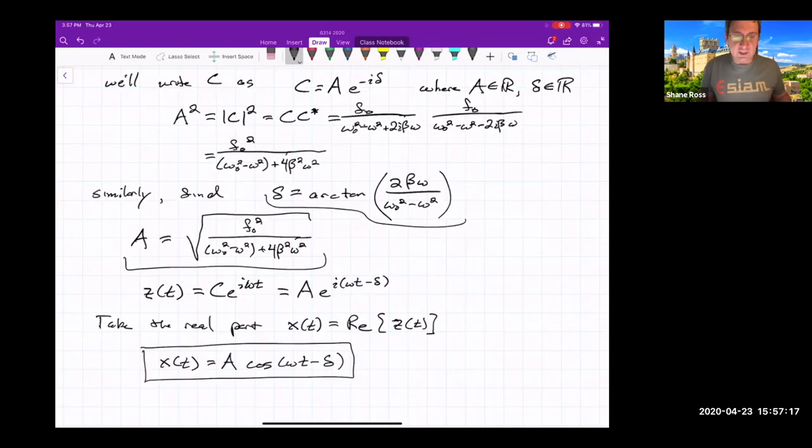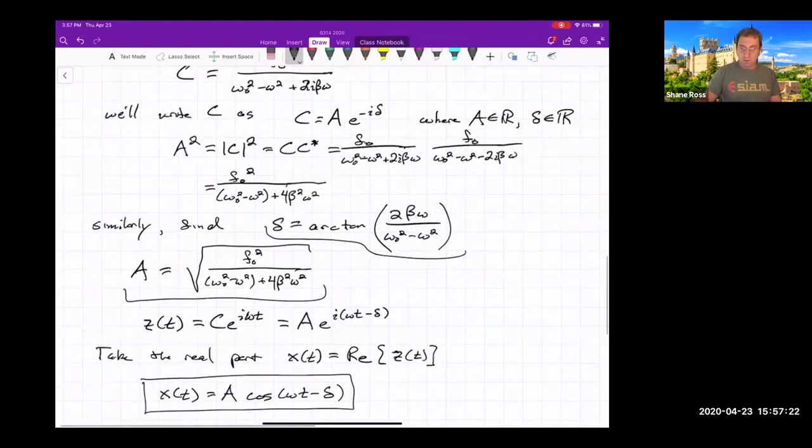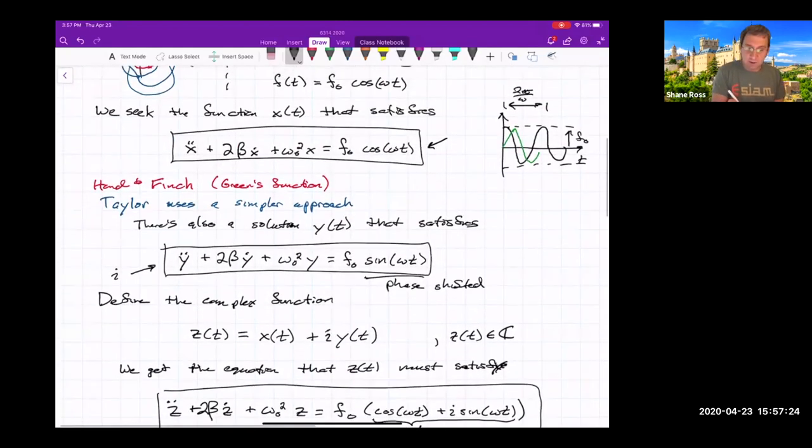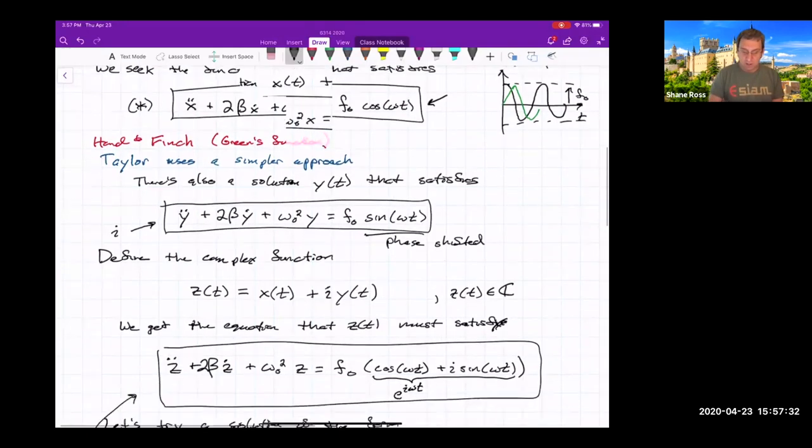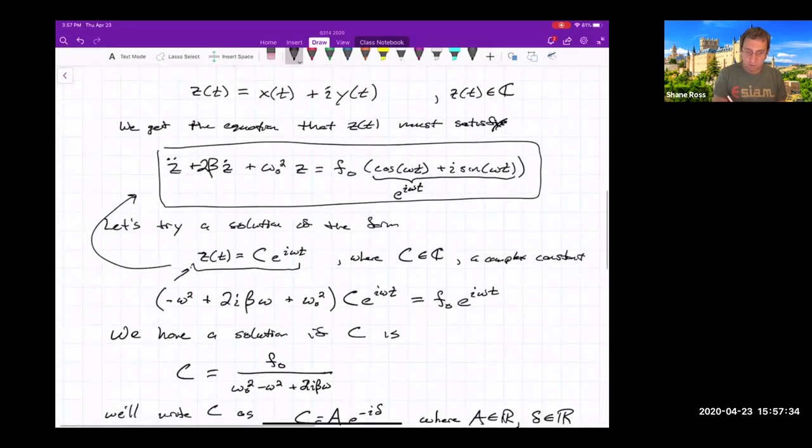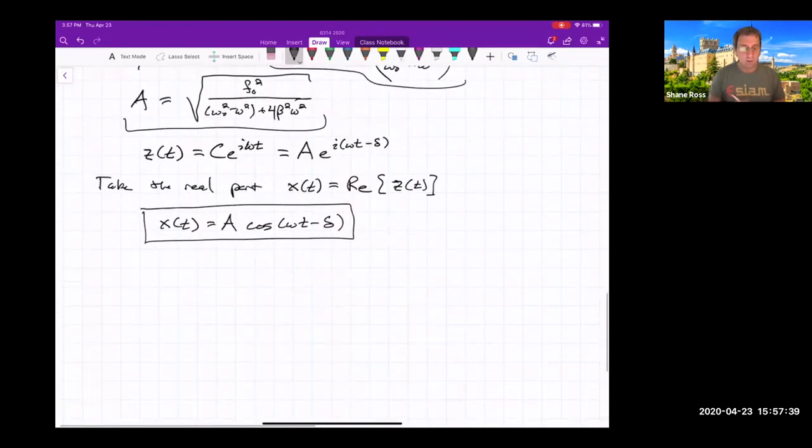So this is not the total solution. This is just a solution to this equation up here, this equation star. We wanted to find a solution for that. What we have found, through making this guess, going into the complex plane and then coming back to the real world, is the steady state solution.